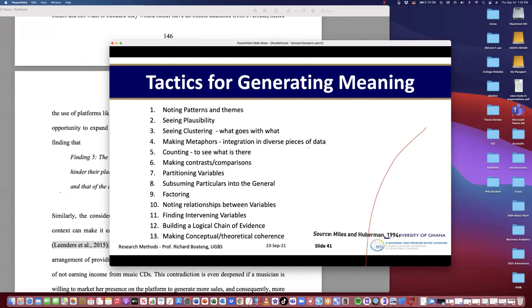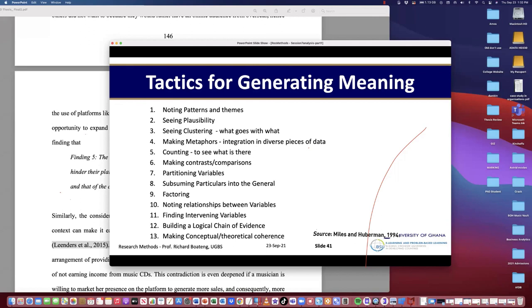See whether clustering, what goes with which. You see what Joseph was doing, clustering. He was joining some variables together, some statements together, and some first order codes together, and some other codes together to be able to generate a construct. Making metaphors, integration of diverse pieces of data. So you bring the data you have and you put them together to tell a story, and you put a kind of explanation or a metaphor, a code or a label on them.